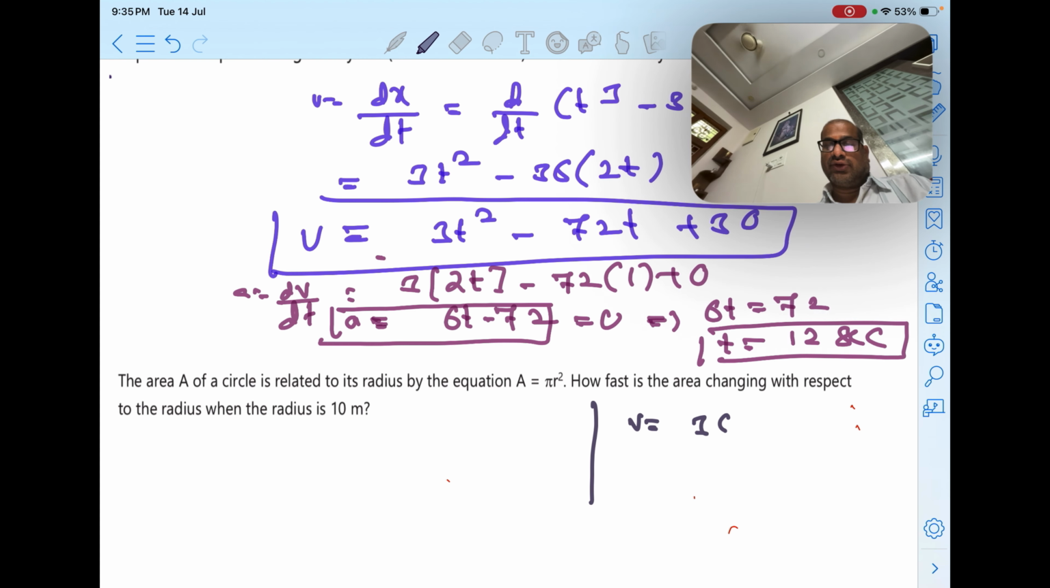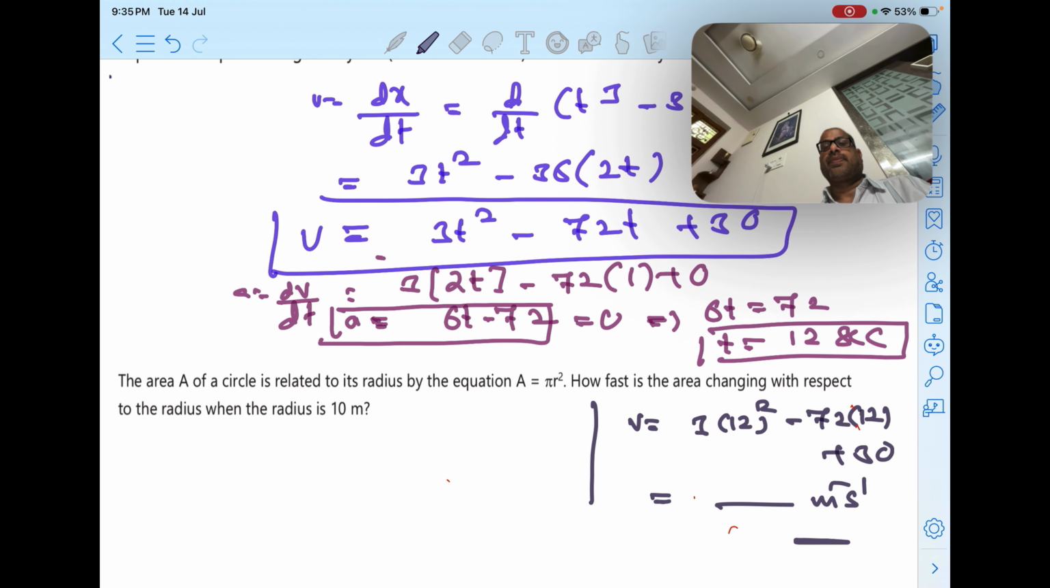Now therefore velocity is equal to 3 into 12 square, minus 72 into 12, plus 30. Just simplify, we'll get what? Its velocity when acceleration becomes 0. So acceleration is becoming 0 after 12 seconds.